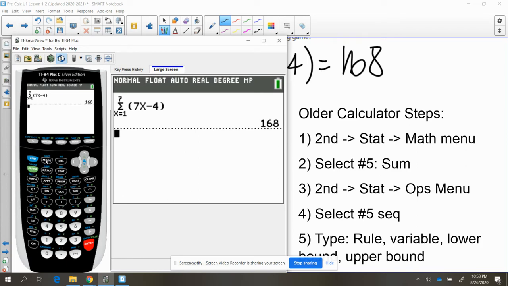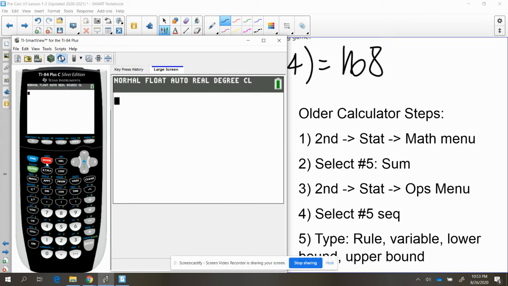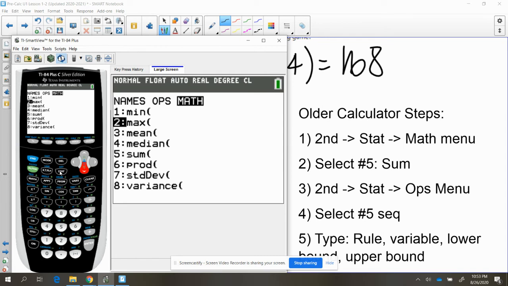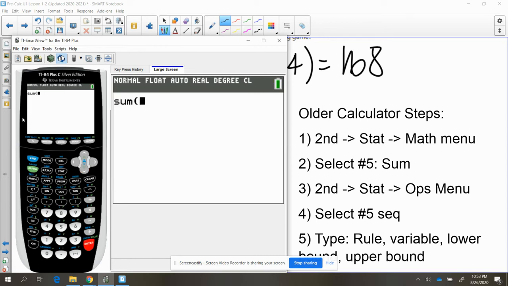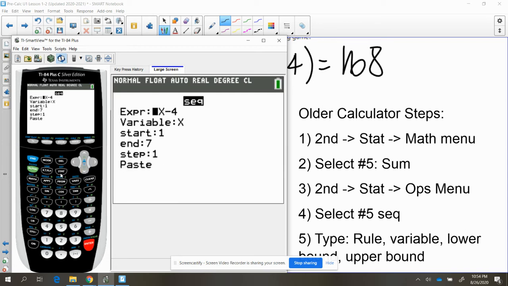Now, if you have an older calculator, put this in classic mode, like myself, I have a TI-84 from high school, but it doesn't have pretty print on it. We have to work a little bit harder. You have the second menu, stat, scroll over to the math menu, and you're going to scroll down to summation, option 5. Then you're also going to go back through, and you're going to scroll back after you hit second stat, scroll over to the apps. Again, you're going to select option 5.